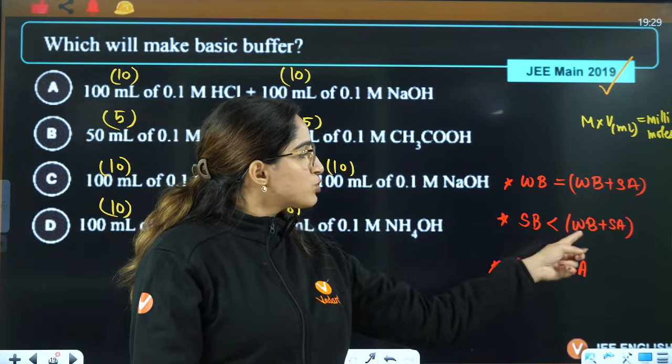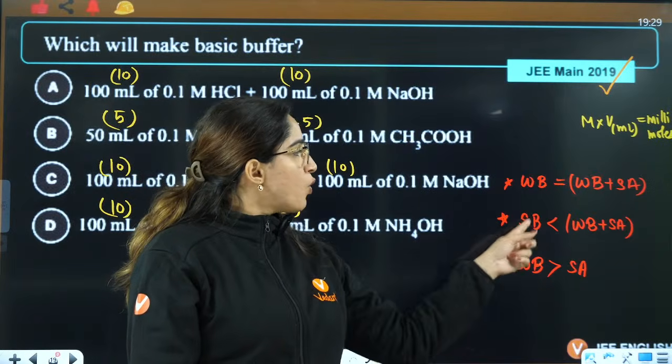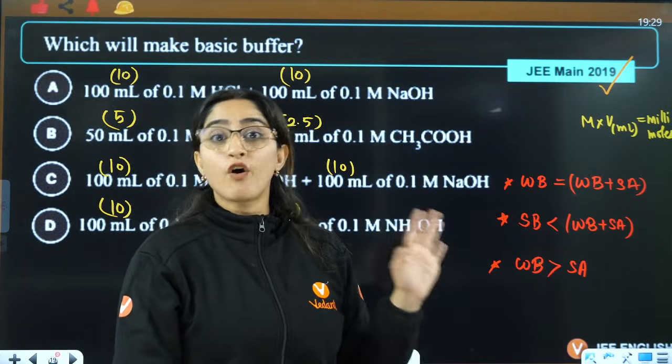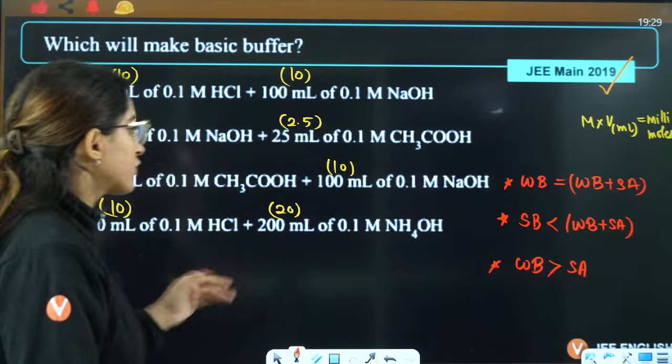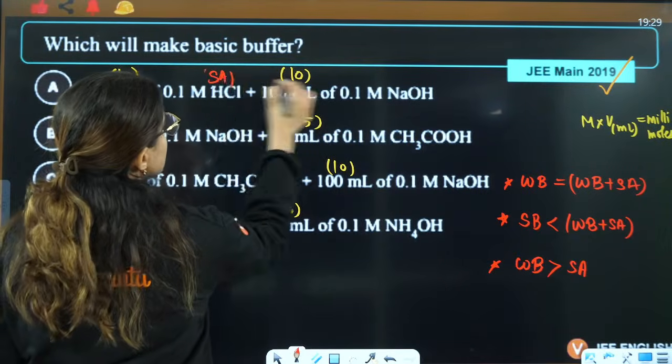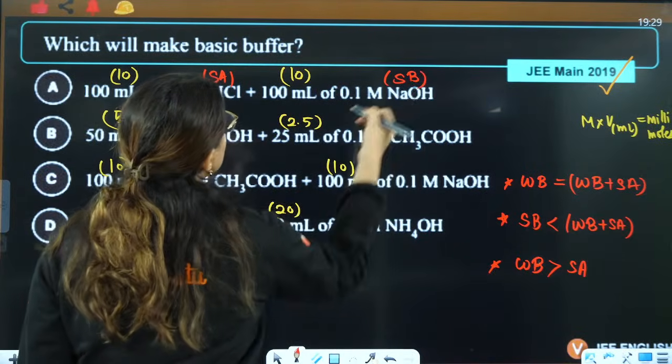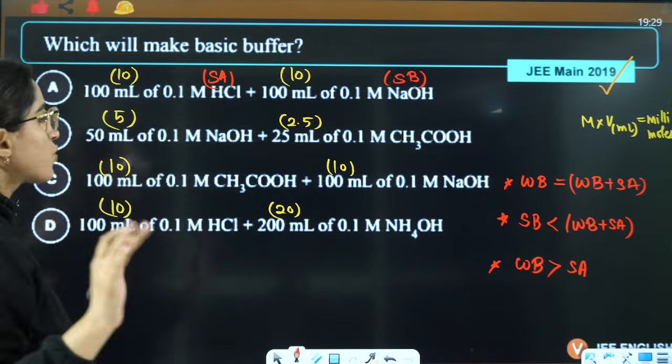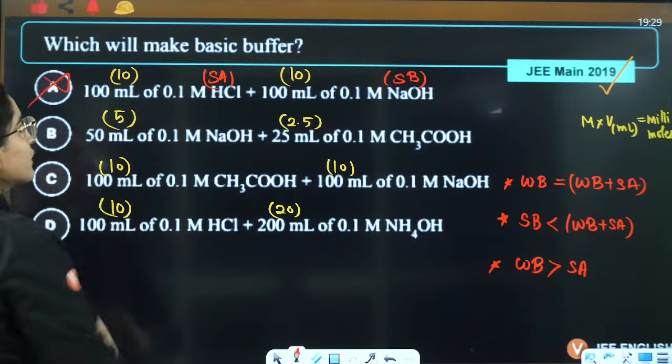Here the number of moles of this salt should be greater. Only then you will be able to form this basic buffer. This is for the basic buffer. So let's understand. This is a strong acid. This is a strong base. So strong acid, strong base, there is no condition like that. So it is obviously ruled out.